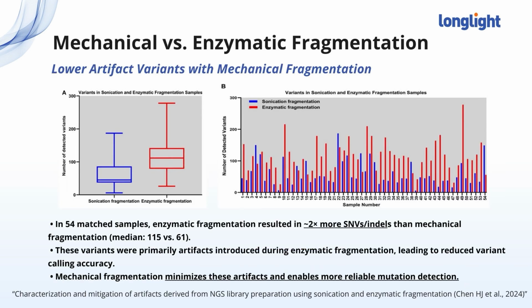Finally, artifact variants. Another study looked at 54 paired samples where the same DNA was split into two arms, mechanical versus enzymatic fragmentation. When variants were called, the enzymatic arm produced roughly twice as many SNVs and indels per sample. Most of those extra calls were not real mutations, but artifacts created during enzymatic fragmentation. Mechanical shearing kept that background much lower, giving a cleaner variant list. So if your end user is focused on low-frequency mutation detection, for example deep tumor panels or MRD projects on MGI platforms, mechanical fragmentation is the safer starting point.